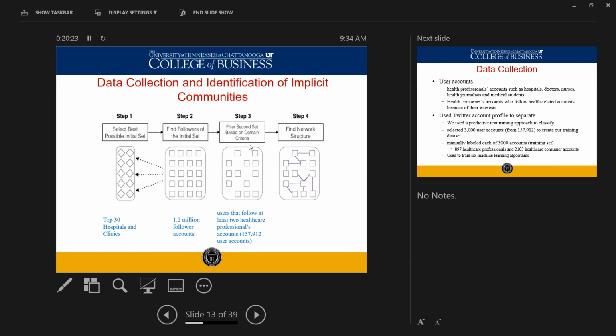Then in the third step, we filtered these accounts, keeping users that follow at least 2 healthcare professional accounts, because if they were just following one, maybe incidentally for some other reason, we didn't want to focus on them, and we needed to reduce the number anyway. So we decided to only focus on people following at least 2 of these 30 accounts. That ended up with about 157,912 accounts. We then analyzed those to find the network structure, and we'll talk a little more about the details here.